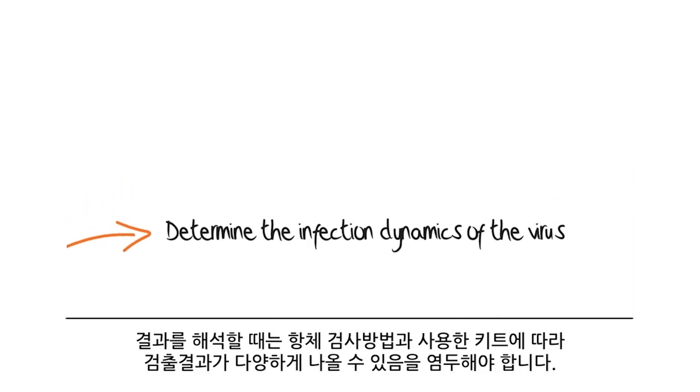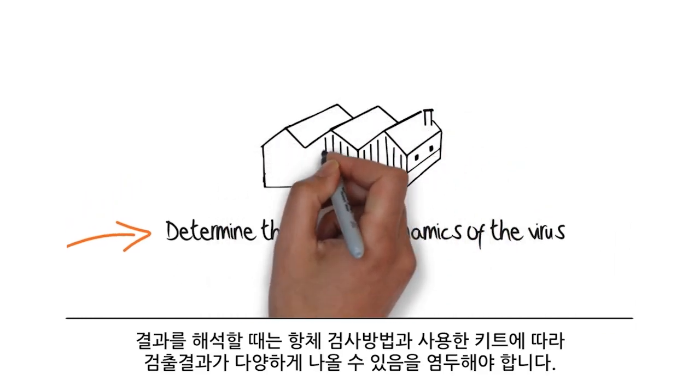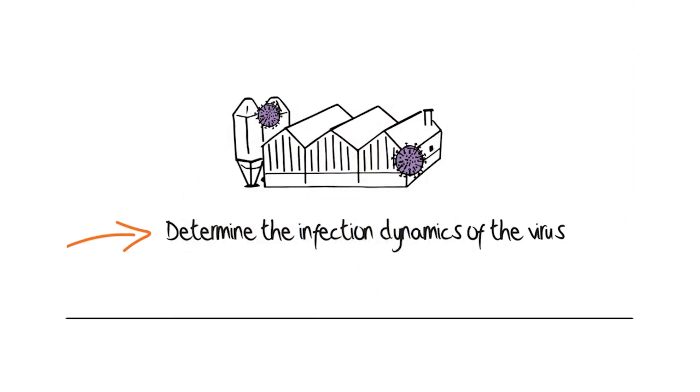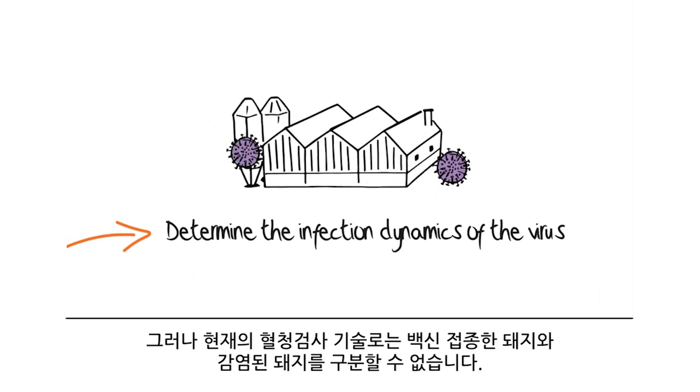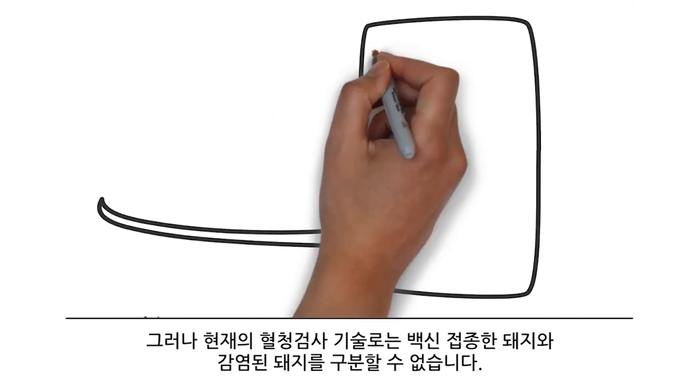Serology gives us an idea of how the PRRS virus circulates on a farm. When interpreting the results, it is essential to bear in mind the serological technique and the commercial kit used, as the kinetics of detection can vary considerably. Currently, there is no serological technique that enables us to differentiate between vaccinated and infected animals.